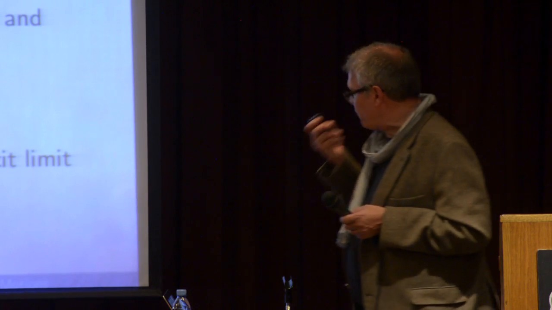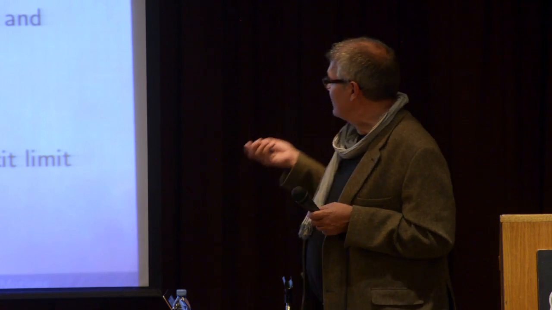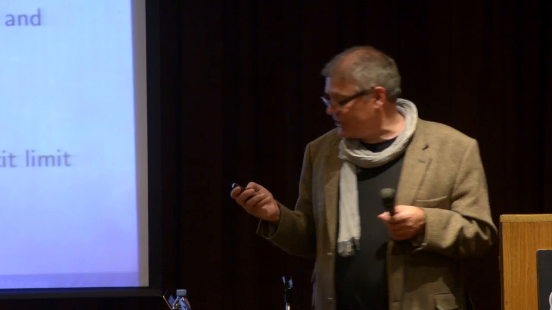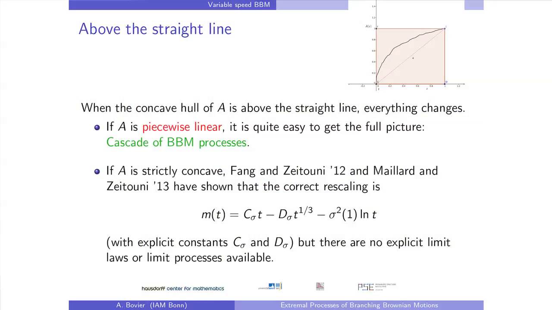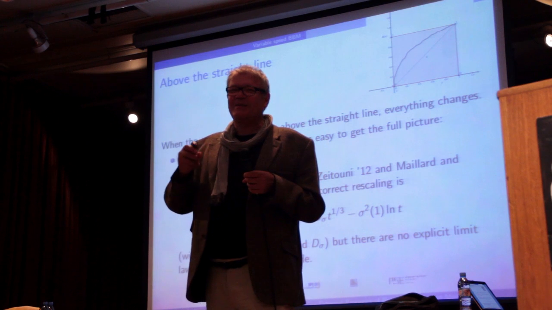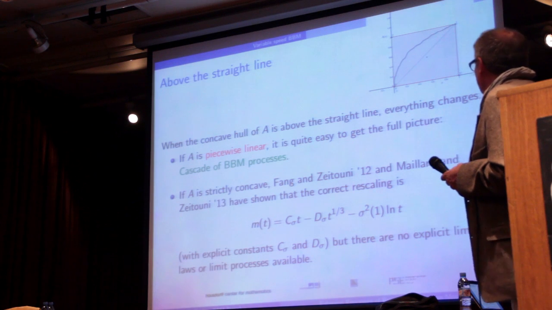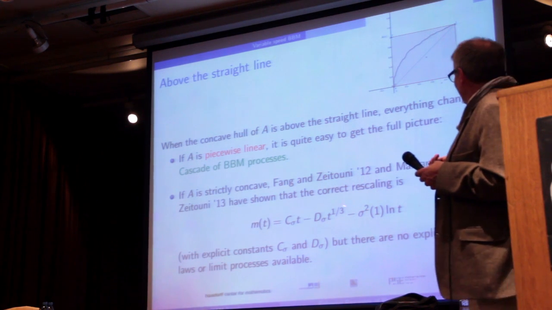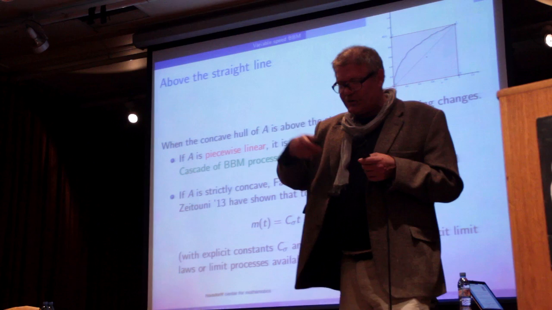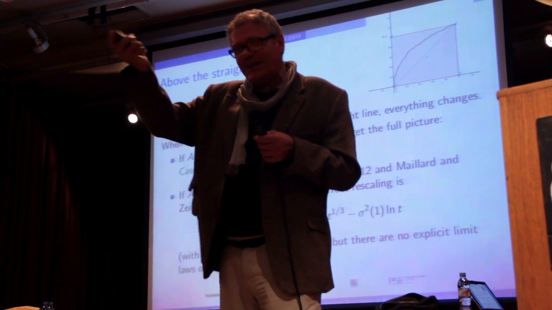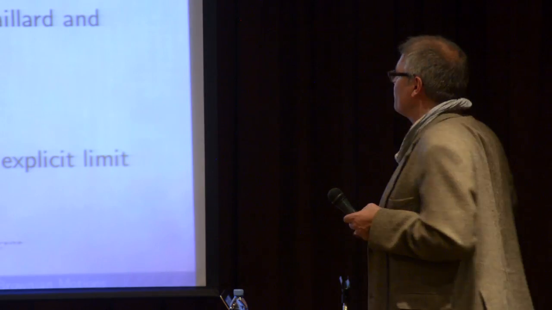If f is a strictly concave function, then Fang and Zeitouni and then Maillard and Zeitouni have shown that the correct rescaling is now changed. There's no longer the logarithm, but there's a power t to 1/3. T to 1/3 has a slight relation, at least to Patrick Ferrari, because it has to do with the Airy process, so there's still a relation to KPZ in some way. This has to do with a Brownian motion avoiding a curved curve, not a straight line, but a curved one that gives you this 1/3 asymptotics.